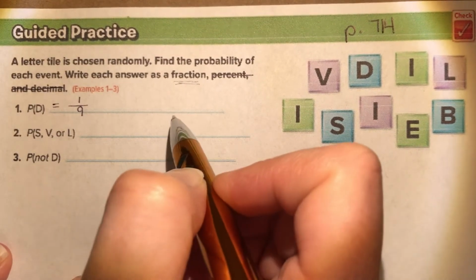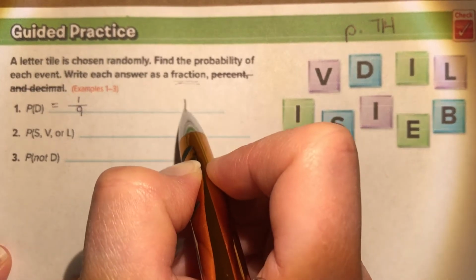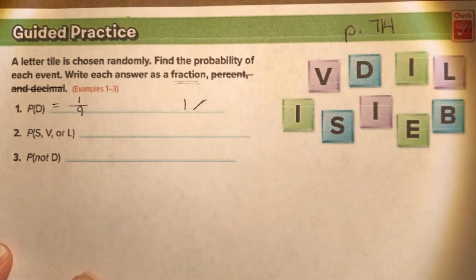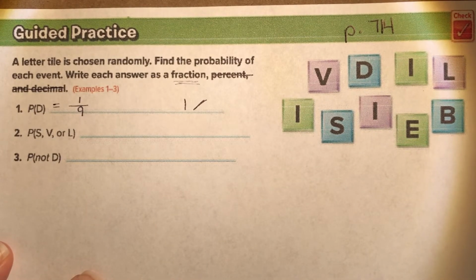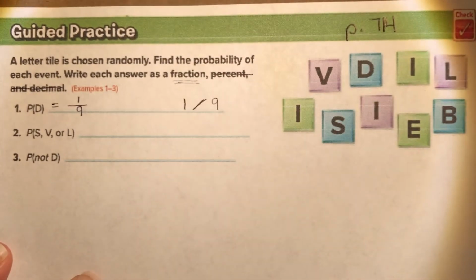Now today, guys, when you type it into Google Forms, you're going to type it as this. 1, then you're going to hit the backslash. I think it's the one with the question mark on it. So you're going to hit the backslash and then hit 9. And that's how you're going to type in your fractions for this chapter.